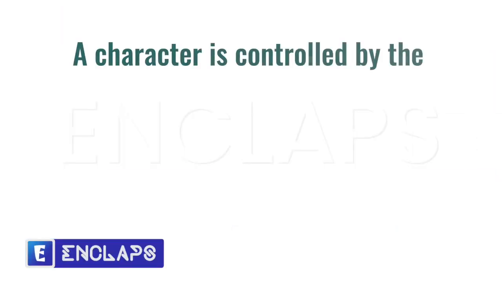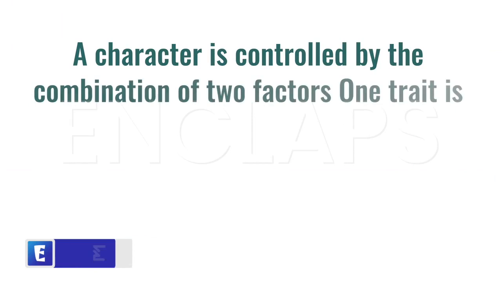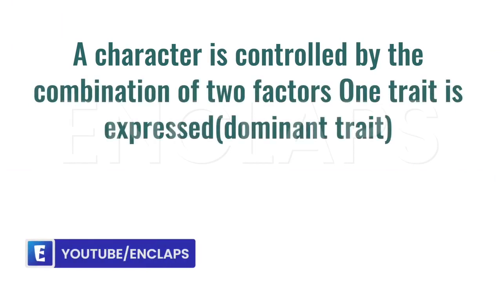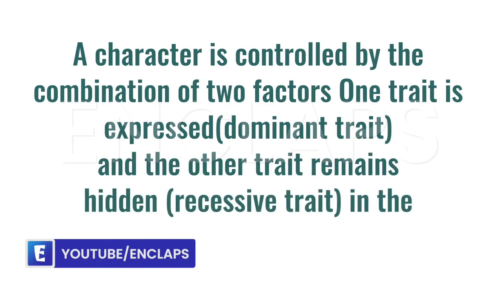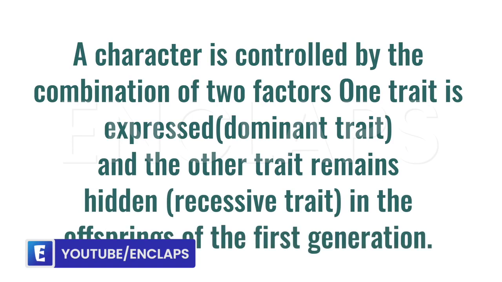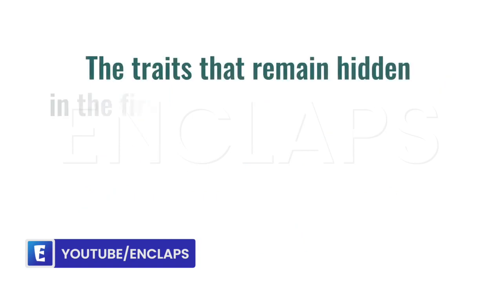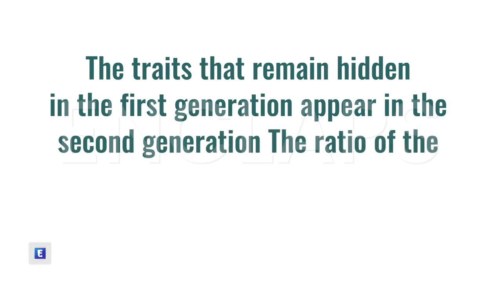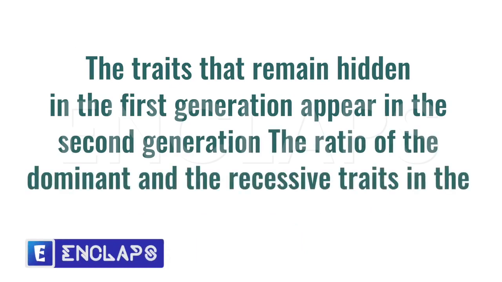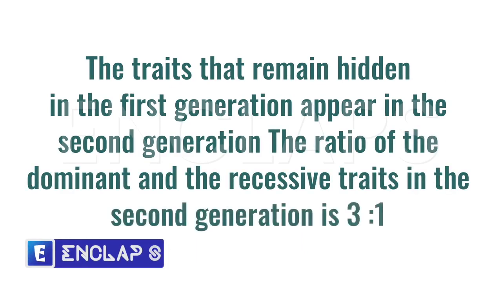A character is controlled by the combination of two factors. One trait is expressed, that is the dominant trait, and the other trait remains hidden, that is the recessive trait, in the offspring of the first generation. The traits that remain hidden in the first generation appear in the second generation. The ratio of the dominant and the recessive traits in the second generation is 3:1.